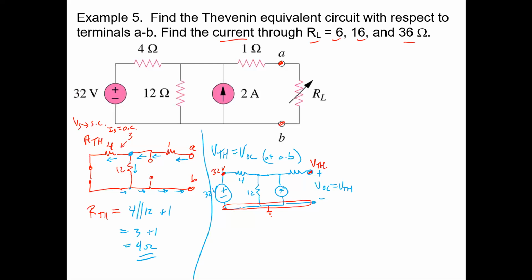And what are we going to call this node right here? You're solving the problem. You've circled the node. What are you going to call it? V2, node A? 24 volts? Well, you already solved it?